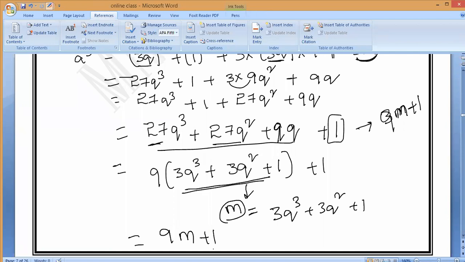Now 1 is coming as 1 cube, so we can write 1 cube. Here 1 q, 1 q. Very good. So it came to 9m plus 1. Now the last one is 9m plus 8. All of you solve it.